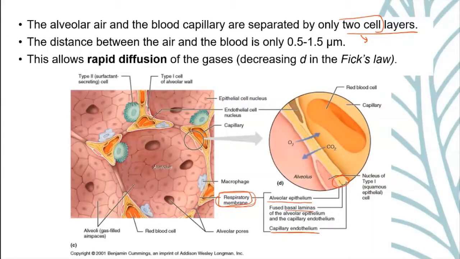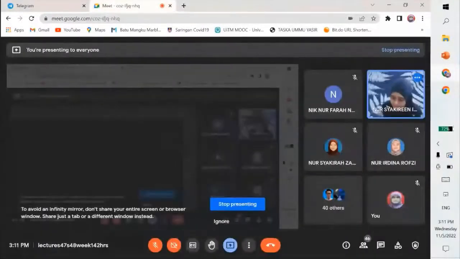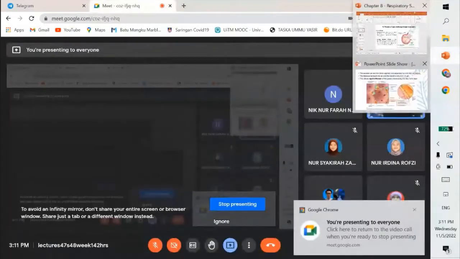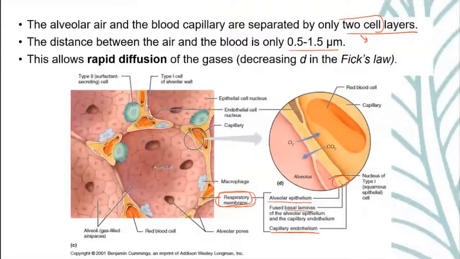So the distance between the air and the blood is only 0.5 to 1.5 micrometer. So this allows rapid diffusion of gases, decreasing D in Fick's law.